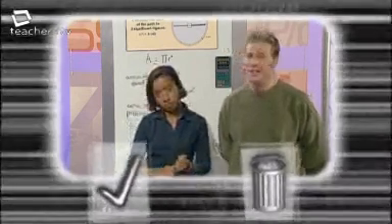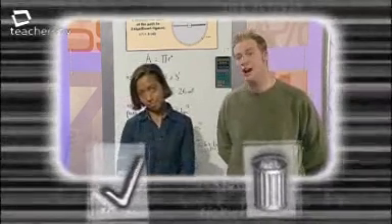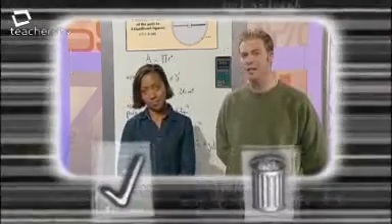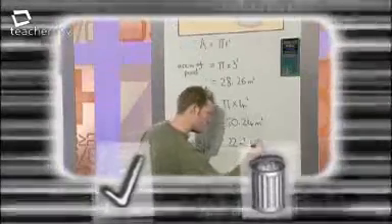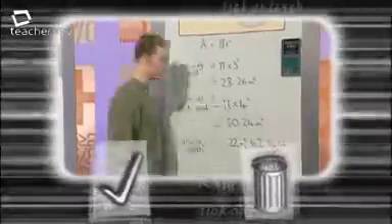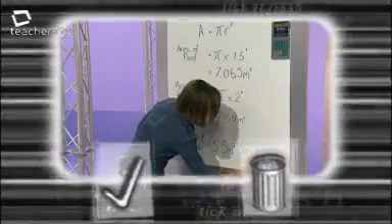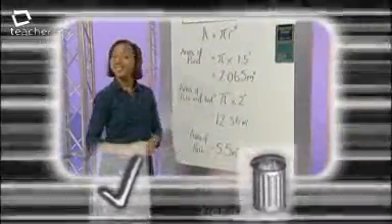So, who's working slick enough to get the tick, and who's going to crash out with the trash? Who made the deliberate mistake? Is Jamie right with an answer of 22 metres squared? Or is Katie right with an answer of 5.5 metres squared?